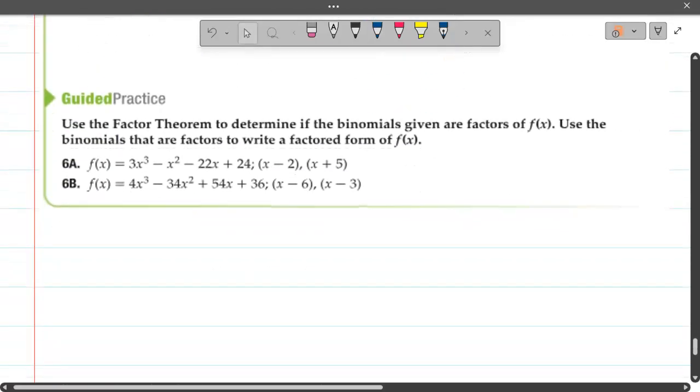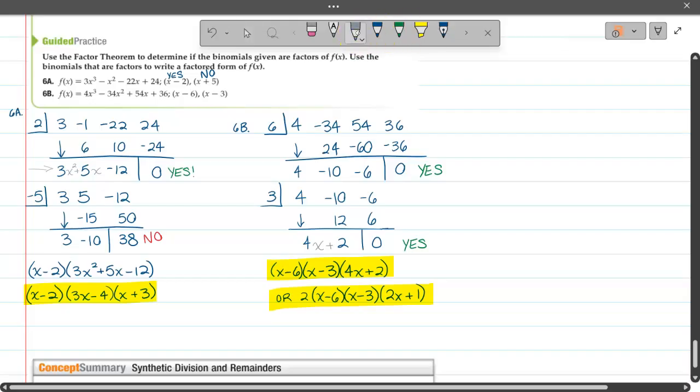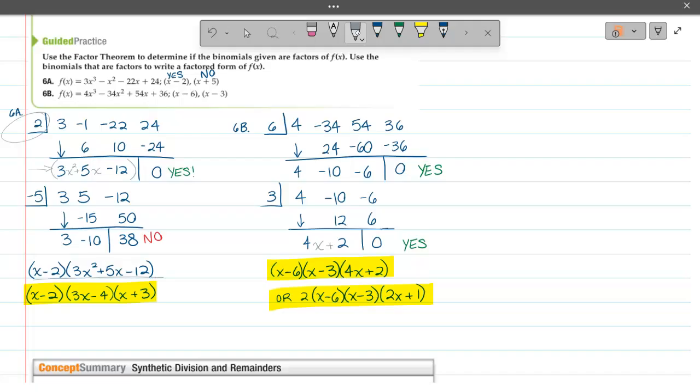Go ahead and pause the video and try 6a and 6b. In 6a, only the first factor that we checked was actually a factor. The second one was not a factor. So when we rewrote it, we used this line right here, 3x squared plus 5x minus 12 times the factor x minus 2. But then, upon further investigation, this quadratic trinomial, using the x method, factors quite nicely to 3x minus 4 times x plus 3.